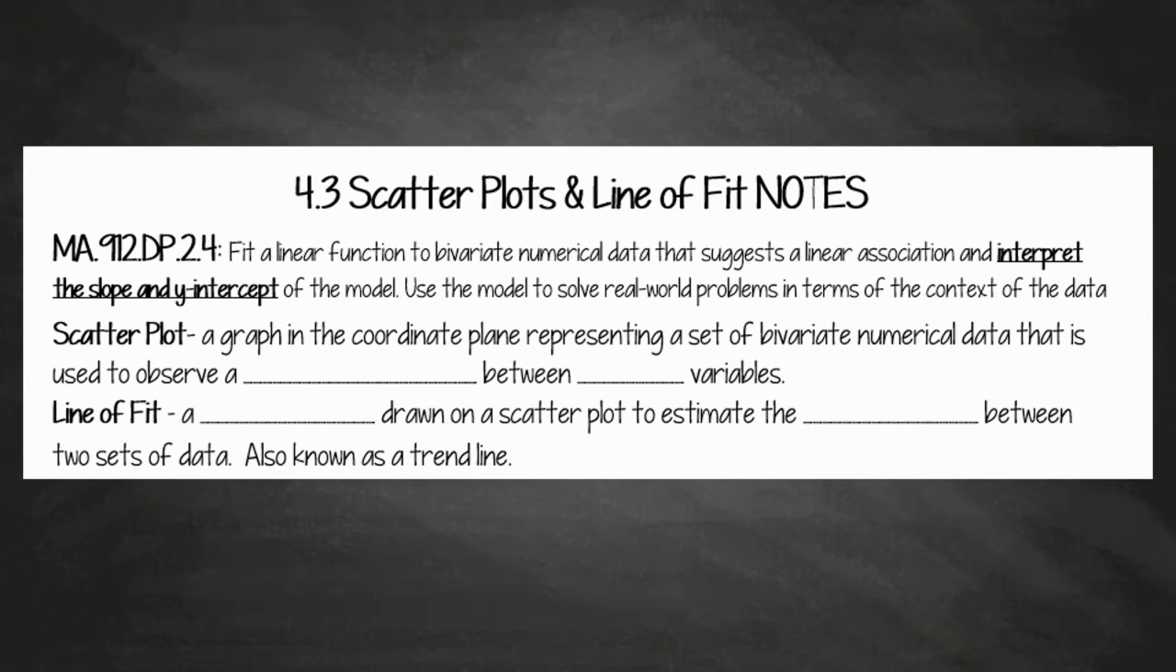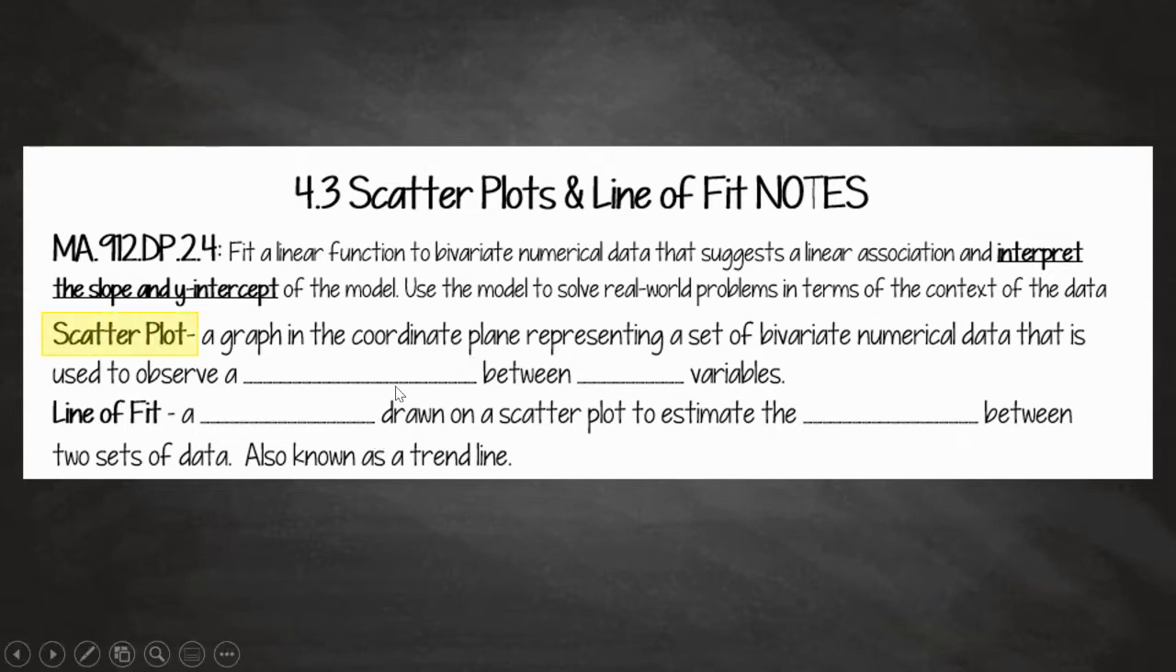All right, in this video, we're going to learn about 4.3 scatter plots and line of fits. So this relates to benchmark DP.2.4. We're going to fit a linear function to bivariate numerical data that suggests a linear association and interpret the slope and y-intercept of the model. So we're going to use the model to solve real-world problems in terms of the context of the data.